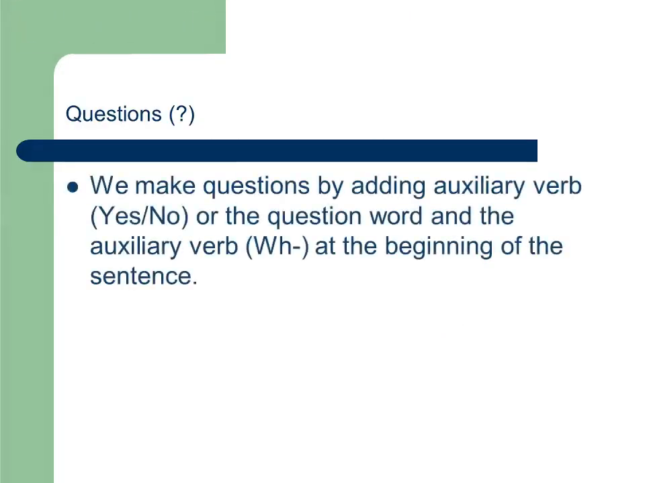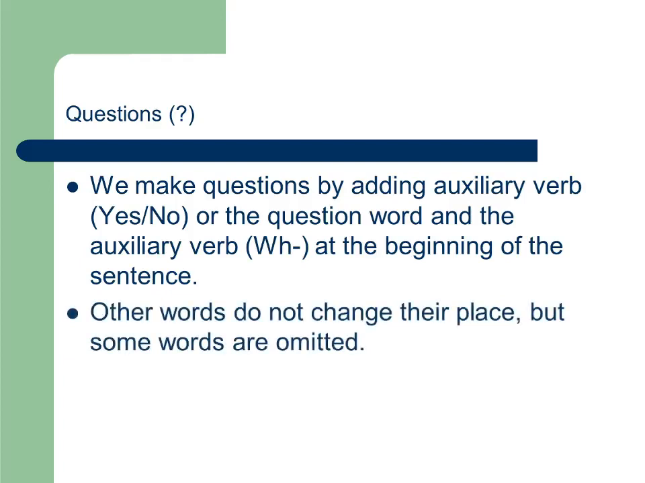Next comes questions. In questions, how are we making this word order? You see, we make questions by adding the auxiliary verb for yes or no questions, or the question word and the auxiliary verb, WH, at the beginning of the sentence. So in order to make questions, we are just adding WH. It's also known as WH questions. I think you might have heard or learned these sentences in previous classes. Other words do not change their place, but some words are omitted.